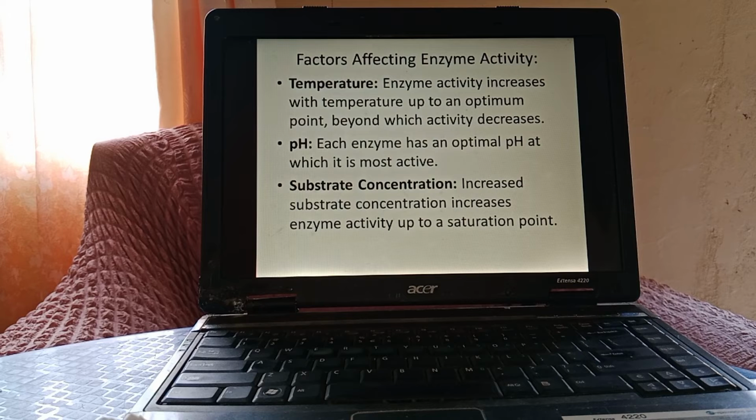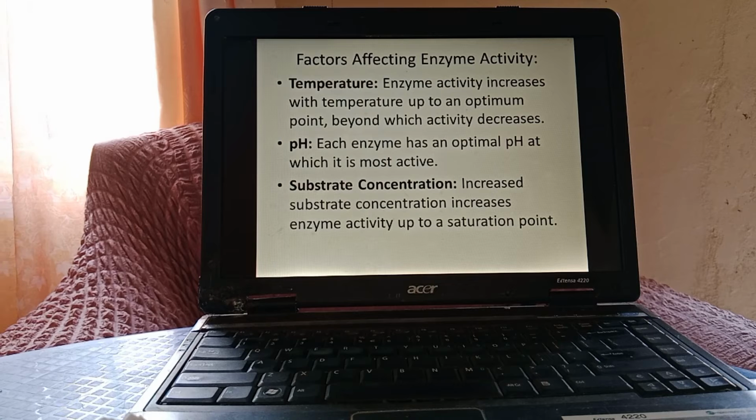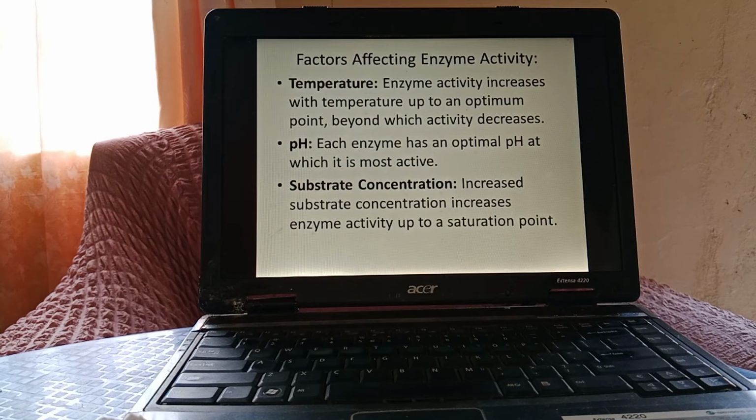Factors affecting enzyme activity, we have temperature. Here, enzyme activity increases with temperature up to an optimum point, beyond which the activity ceases. So there is a temperature for every activity. If you exceed a certain optimum point, then the enzyme will not work. It will be destroyed. So enzymes work within an optimum temperature.